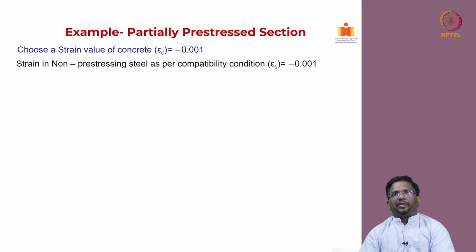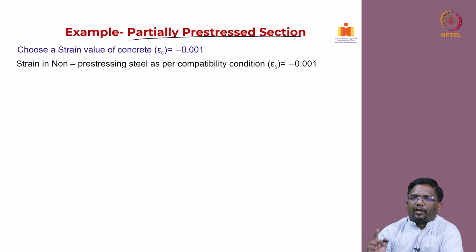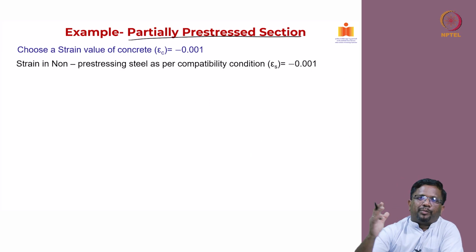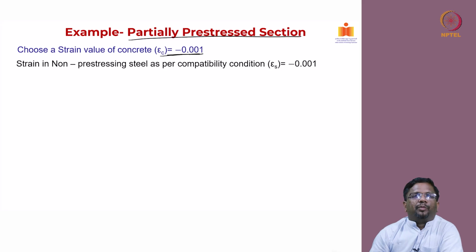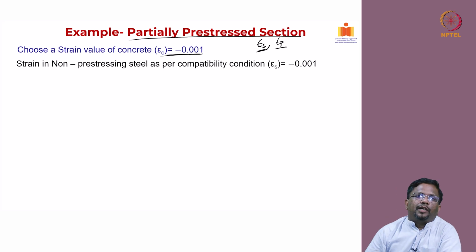Now, we can repeat the same for a partially pre-stressed section. Now, again what is the condition? We have taken 3 sections which will give you the same tensile strength, right. So, let us assume again we are doing the calculation for only one strain, a compressive strain of 0.001, and now this is a partially pre-stressed section. So, it has both normal steel and pre-stressing steel. So, I need to calculate both epsilon S and epsilon P.